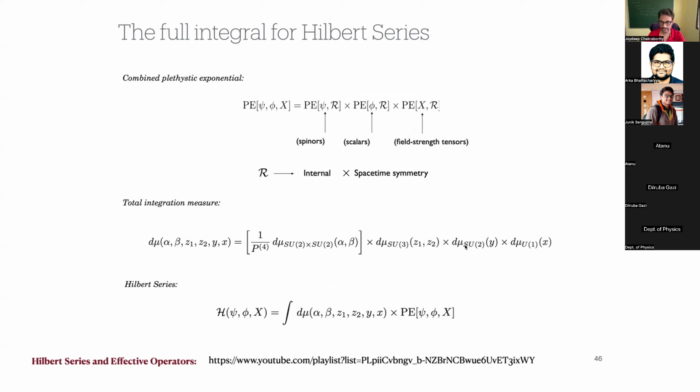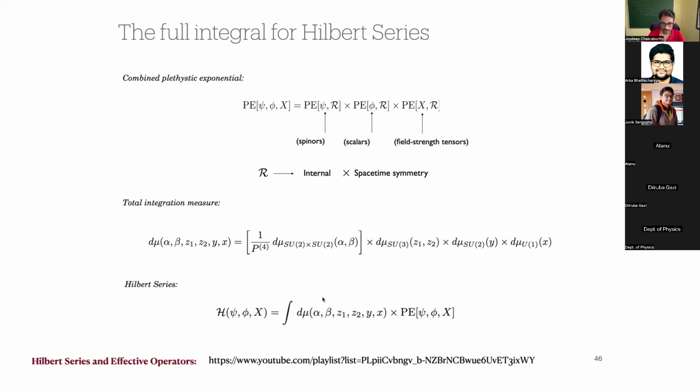So this is for the SU3, SU2, U1, right? And I am not imposing further baryon number and lepton number symmetry, so their measures are not included here. These are the internal gauge symmetries. And these two are my space-time symmetry, SU2L and SU2R. And this 1 by P4 takes care of the integration by parts. So my new definition of the Hilbert series is the total measure times the total statistics.